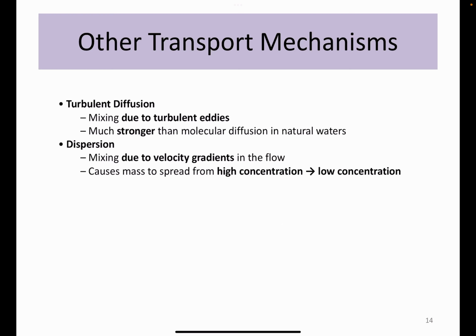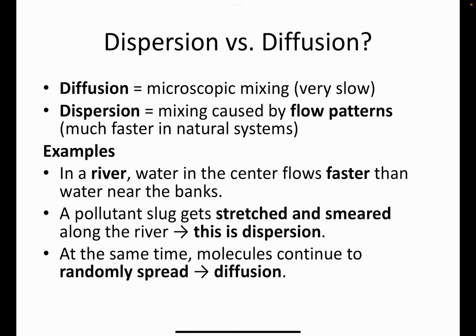There's another transport mechanism, turbulent diffusion, which is mixing due to turbulence eddies, and it's much stronger than molecular diffusion in natural water. And if you want to talk about dispersion, that is mixing due to velocity gradients in the flow, which can cause mass to spread from high concentration to low concentration. Diffusion is microscopic mixing, very slow. Dispersion is mixing caused by flow patterns, much faster in natural systems.